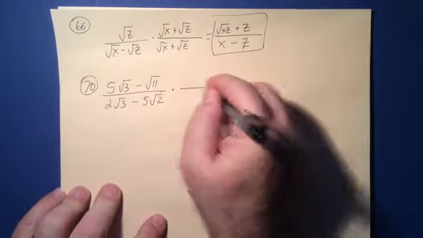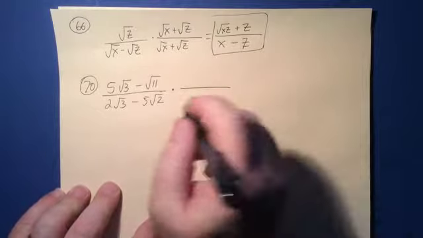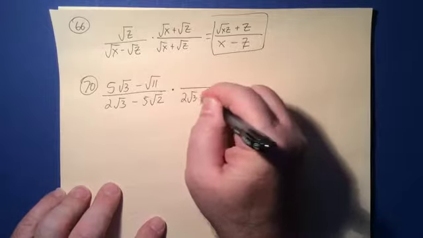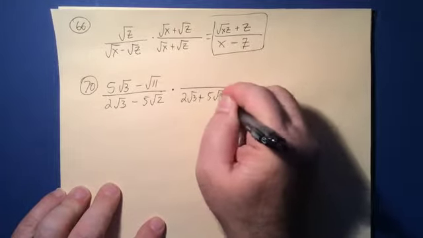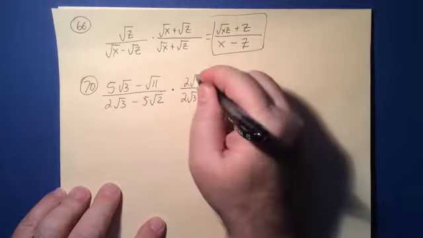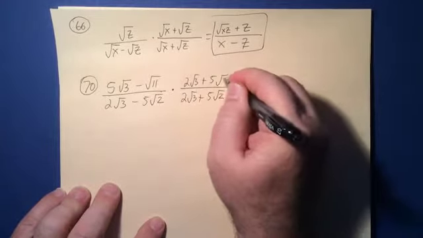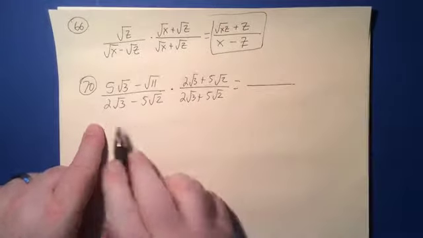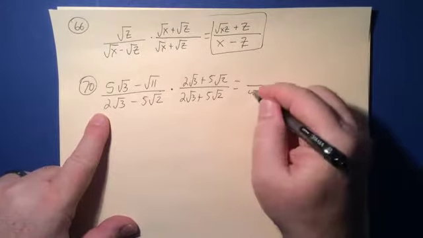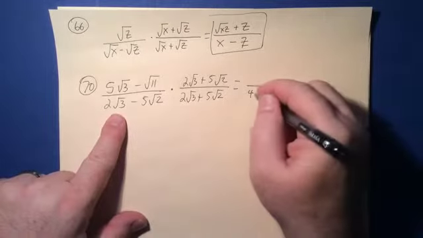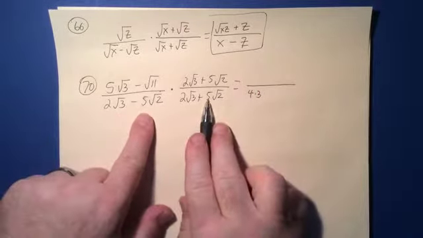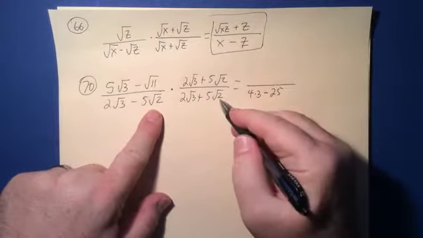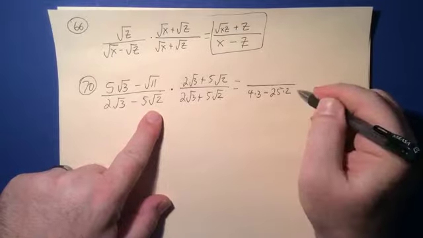So again, I'm going to multiply by the conjugate, but you'll see that the multiplication in the top is going to be a little messy now. I'm going to multiply the bottom and the top by 2 radical 3 plus 5 radical 2. On the top, it'll be the same, 2 radical 3 plus 5 radical 2. So if we multiply the bottom together, 2 times 2 is going to be 4. Radical 3 times radical 3 is going to be 3. Minus, 5 times 5 will be 25. Radical 2 times radical 2 is going to be 2.